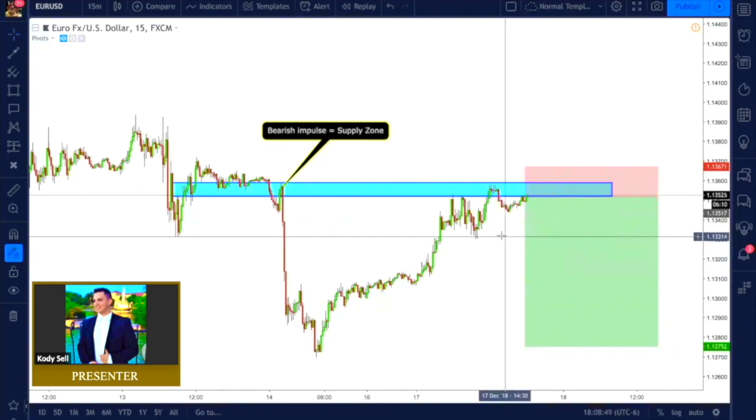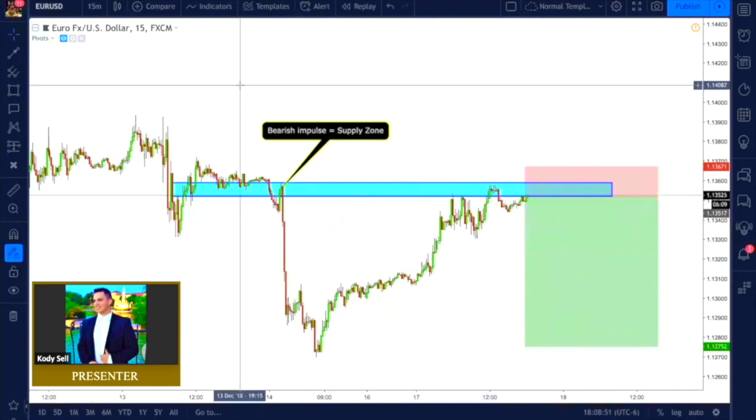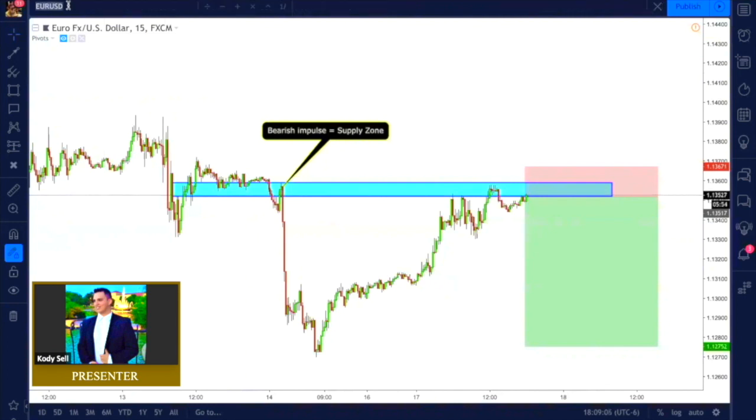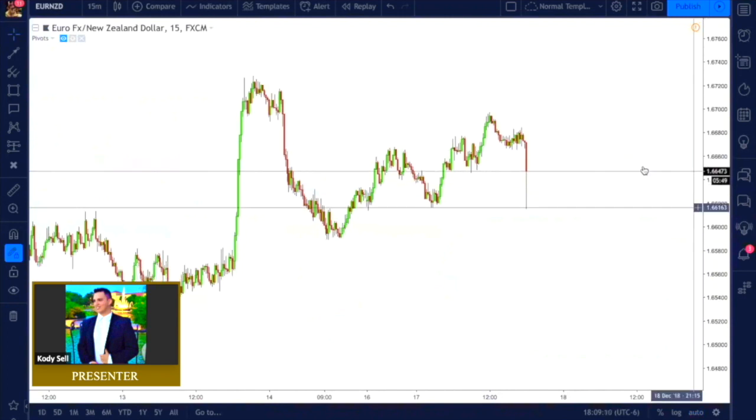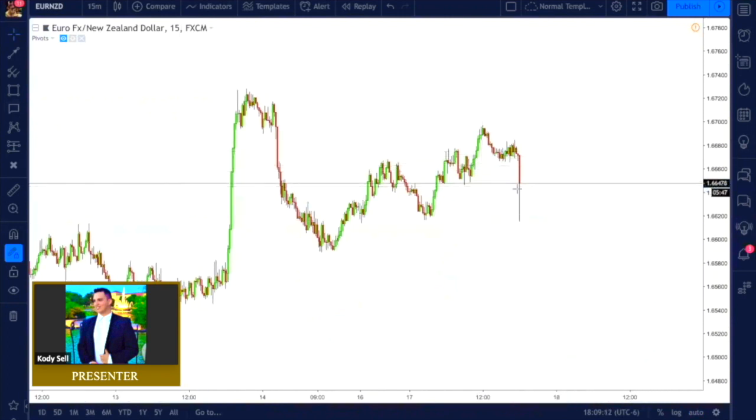So we have EURUSD, so we can make a decision. We can take a look at the USD pairs, or we can take a look at the Euro pairs. I'm going to go ahead and make the decision to look at the Euro pairs, okay? So let's take a look at the other Euro pairs and see if they also scream bearish. Let's take a look at Euro New Zealand. Okay, Euro New Zealand, same time frame.